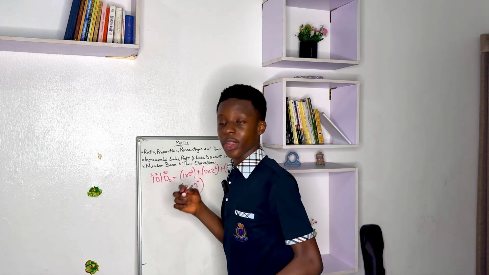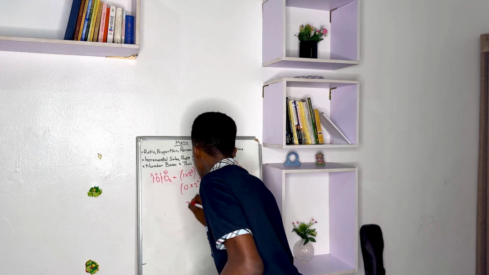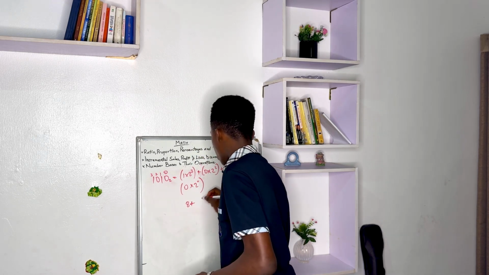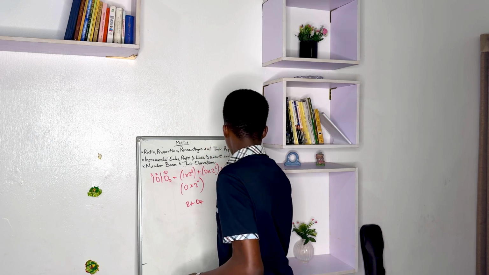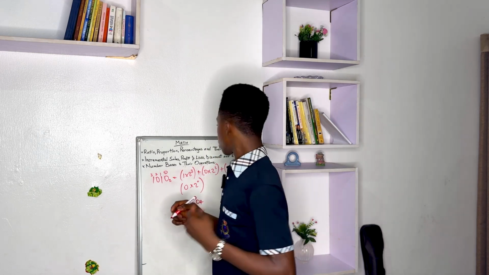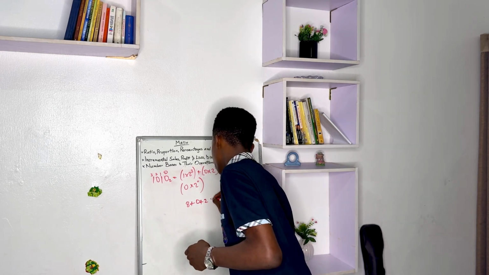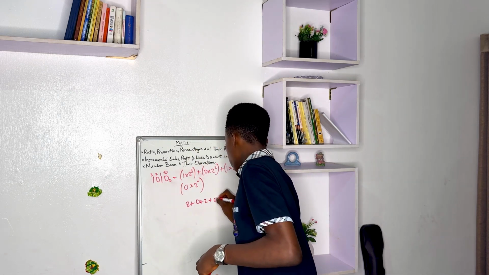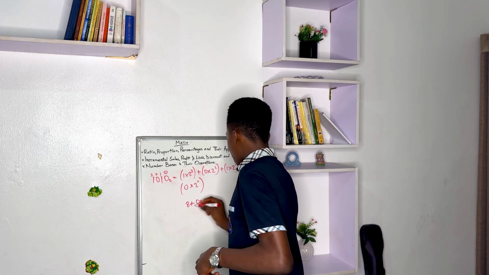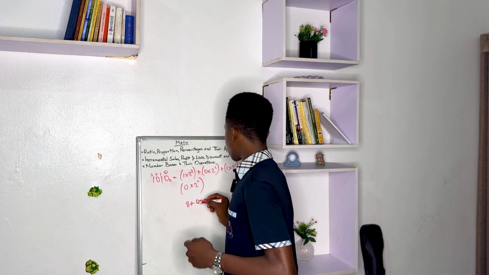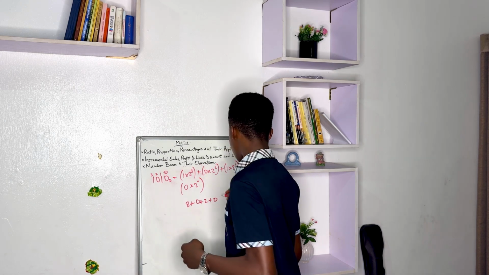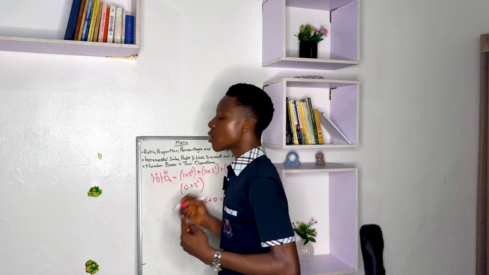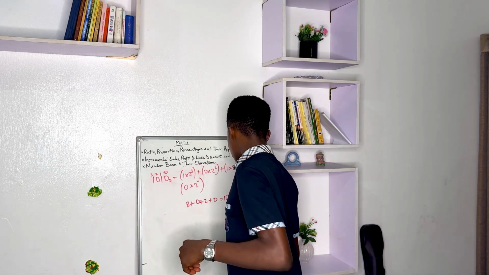2 raised to the power of 3 is 8. 1 times 8 is 8. 2 raised to the power of 2 is 4. 0 times 4 is 0. 2 raised to the power of 1 is 2. 1 times 2 is 2. 2 raised to the power of 0 is 1. And 0 times 1 is 0. Since these zeros don't actually matter, 8 plus 0 is 8. 8 plus 2 is 10. And 10 plus 0 is 10. So 1, 0, 1, 0 in base 2 is 10 in base 10.